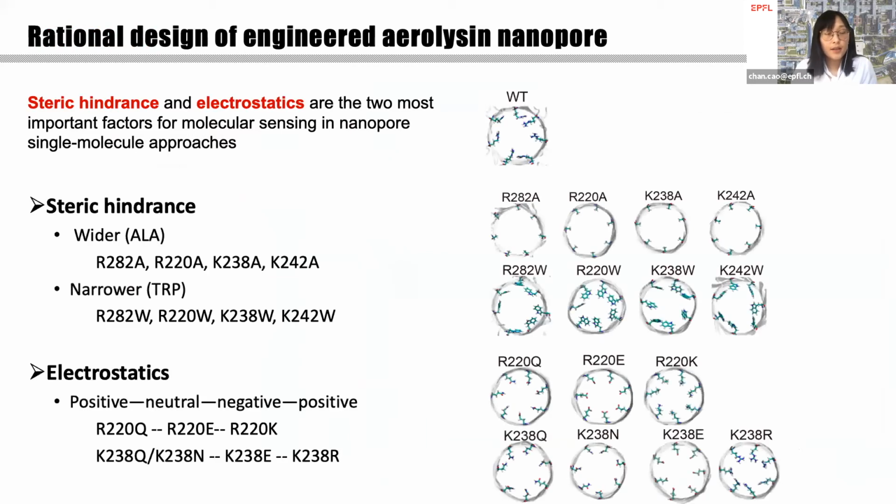As you can see here, we mutated them to alanine to make it wider, or we mutated to tryptophan to try to make it narrower. If you notice, all of them are positively charged amino acids, so we mutate them to Q or N to make them neutral, or change to the negative amino acid E, or go back to a different positive amino acid to see the difference for molecular sensing.